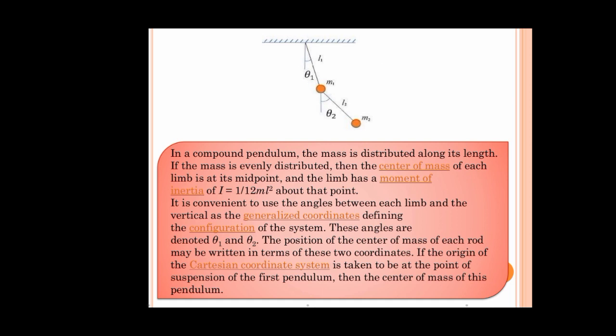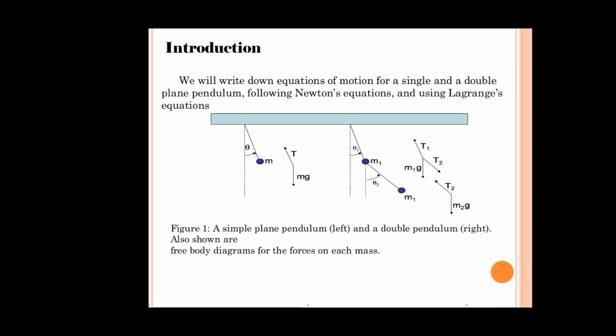In a compound pendulum, the mass distribution matters. You will read and understand. The moment of inertia is L by 12 m L square about the point. You will clearly understand. We can move on to the next slide.